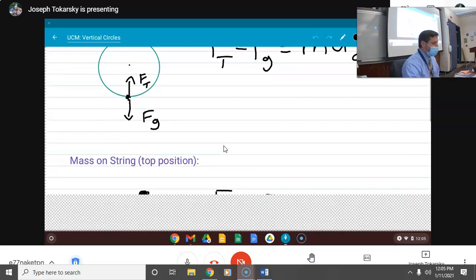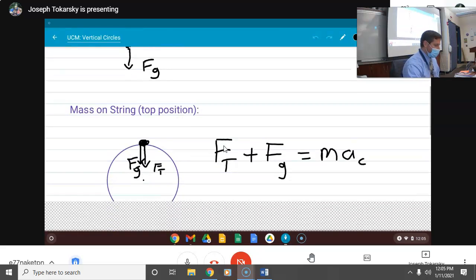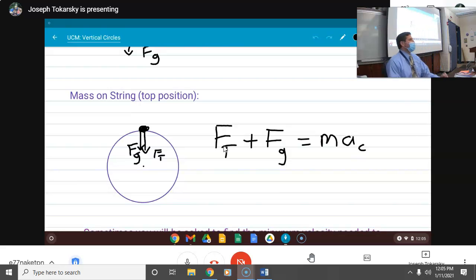Let's go to the top position, because there's a little bit more to ask about at the top. But I'm going to continue stating what we said to begin with, direction-wise, that towards the center is going to be positive. If I stick with that, now at the top position, down is positive, right? At the top position, tension is down and weight is down, right? If they're both down, and I'm calling that the positive direction, I add them together instead of subtract them, and that equals MAC.